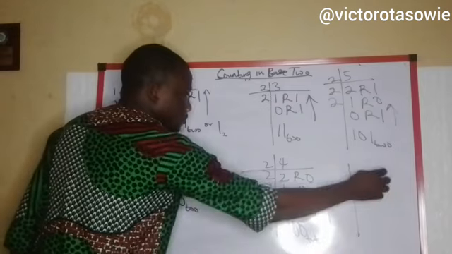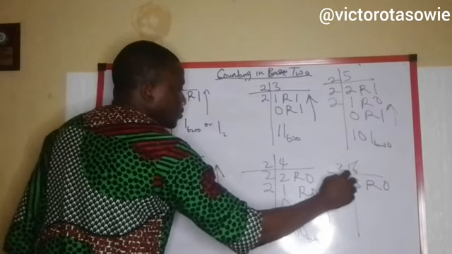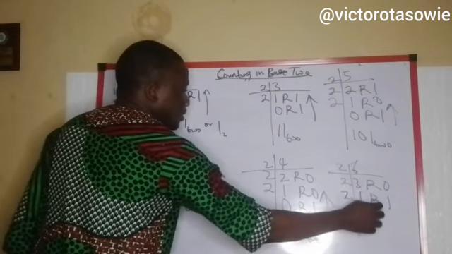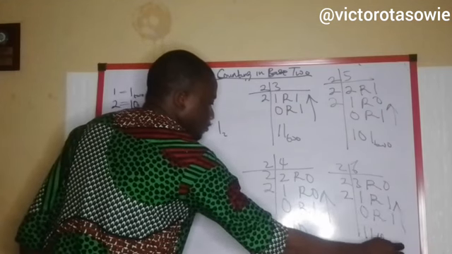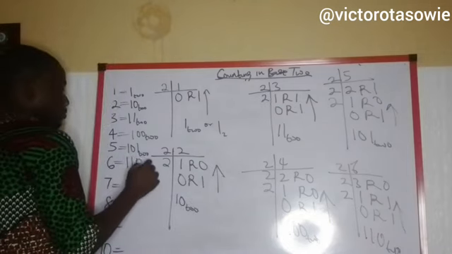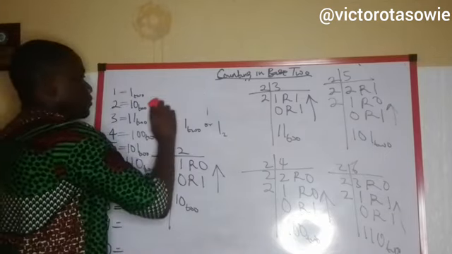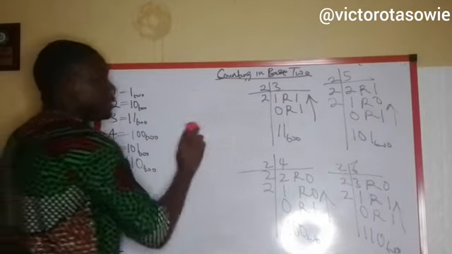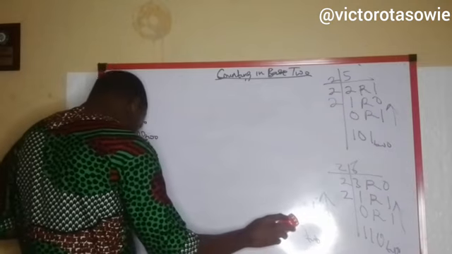Or 6. 2 into 6 is 3, remainder 0. 2 into 3 is 1, remainder 1. 2 into 1 is 0, remainder 1. Take it up, it becomes 110 base 2. So that means 6 is 110 base 2. So we are going to do this up to 10. Let's see what we can get when we get to 10. We can get something unique out of that.